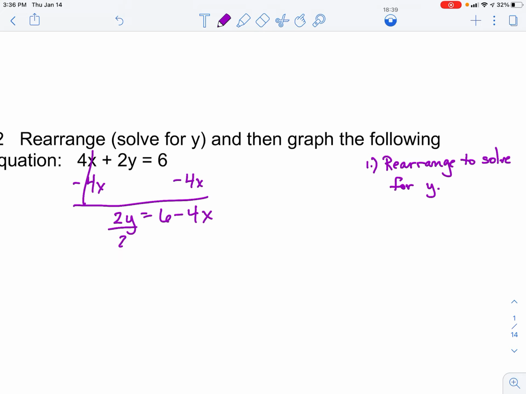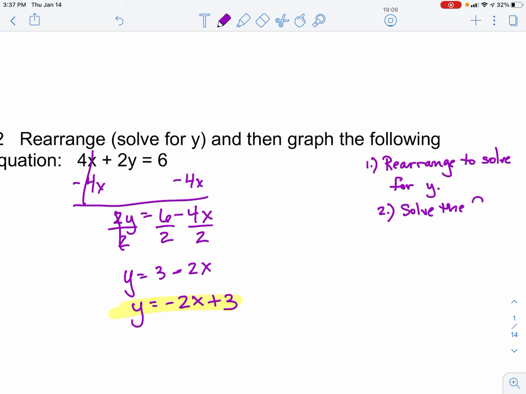To isolate y, we need to undo the multiplication of 2 by dividing by 2, because we use the inverse operation. Now we have y equals 3 minus 2x. We're going to go ahead and get this in a better order, where we have y equals negative 2x plus 3. Here's the equation that we want to graph. So step 2, we're going to solve the function with a table.